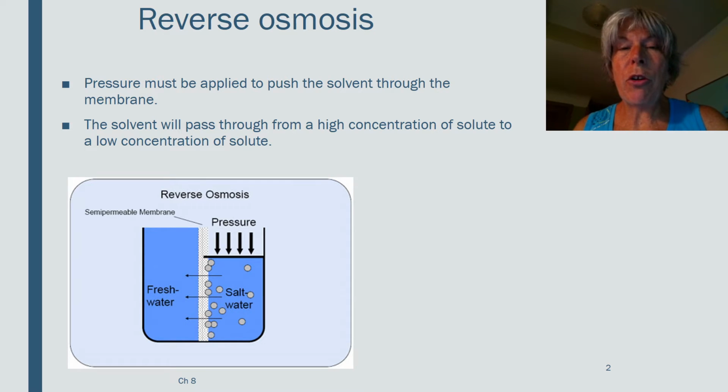In the picture, you notice that there's salt water on one side and fresh water on the other. Now, in osmosis, the fresh water would move into the saltwater side to equalize the concentration. In reverse osmosis, what happens is pressure is applied to the salt water, forcing the fresh water to move out and for the water to move through the semi-permeable membrane, leaving the salt behind.